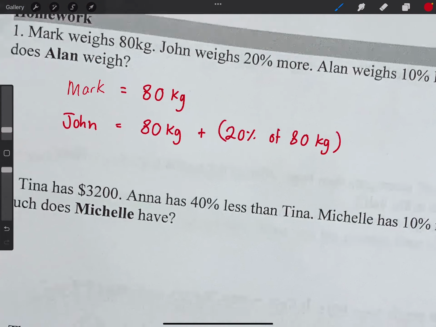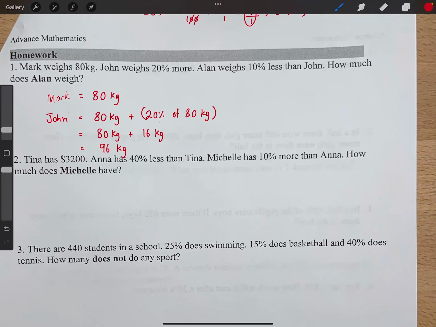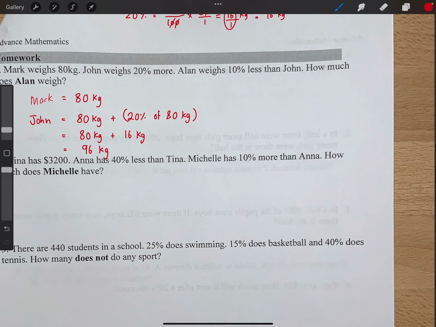So that means John is equal to 80 kilograms, same as Mark, plus the 20%, which is 16 kilograms, and that gives us 96 kilograms. Okay, next we have Alan. Now it says Alan weighs 10% less than John. So Alan weighs whatever John weighs, which is 96, take away 10% of John.